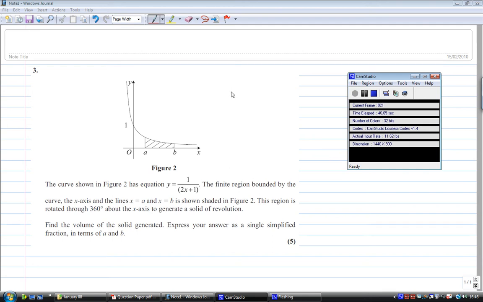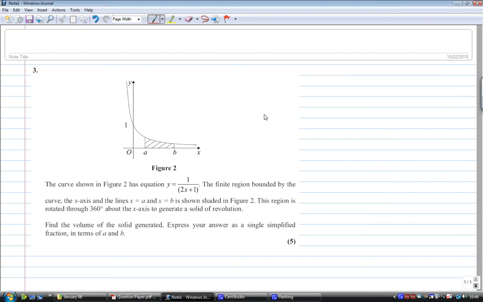So what do we got here? It's going to generate something that looks a bit like a trumpet, isn't it?